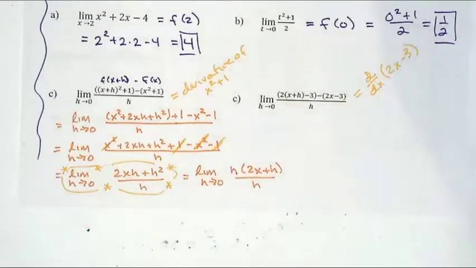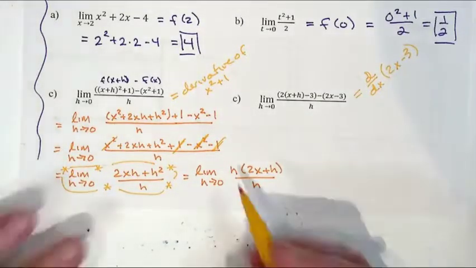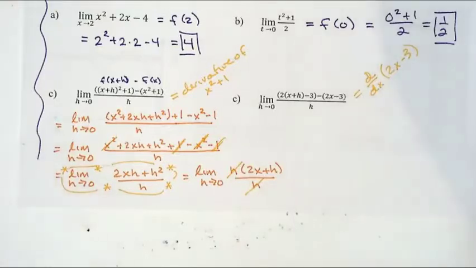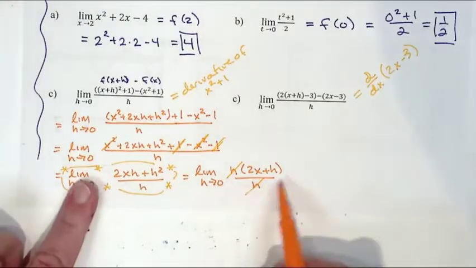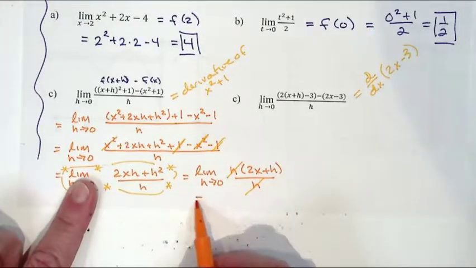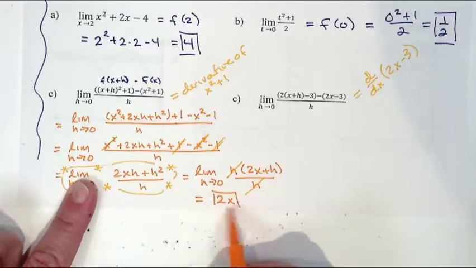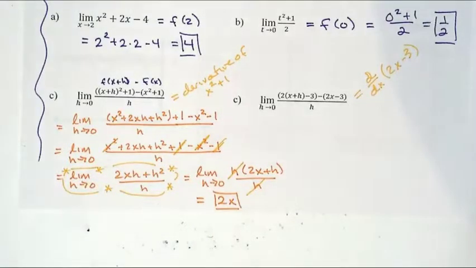Do you see what I've done? I've just pulled an h out. Now I can cancel my two h's. And you can plug in h is equal to 0 up here. It makes no difference. The answer is 2x. Now 2x is the function derivative. Do you see what I mean? It is the derivative as a function.